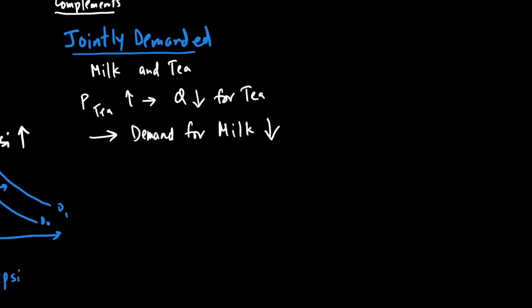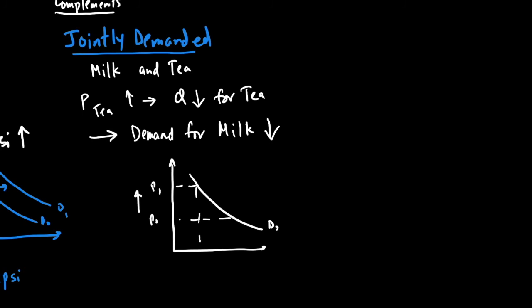Why am I drinking less tea? Because tea is becoming expensive. So for the market for tea, if the price goes up, you will buy less tea. And because you are buying less tea, you do not want to buy the good that is jointly consumed with it, which is milk. So this is my tea market.